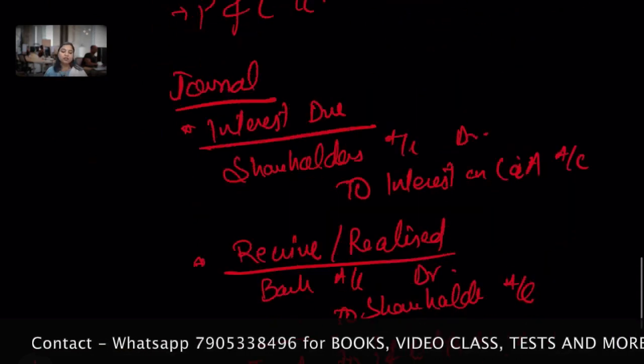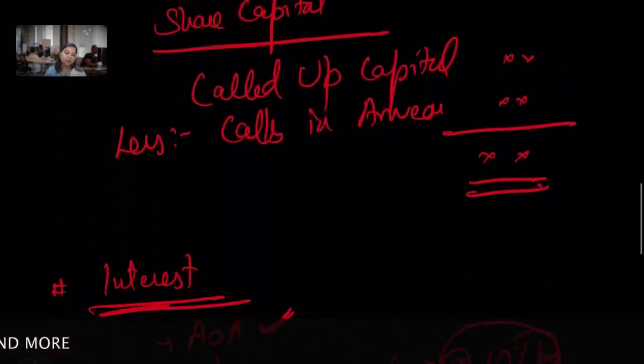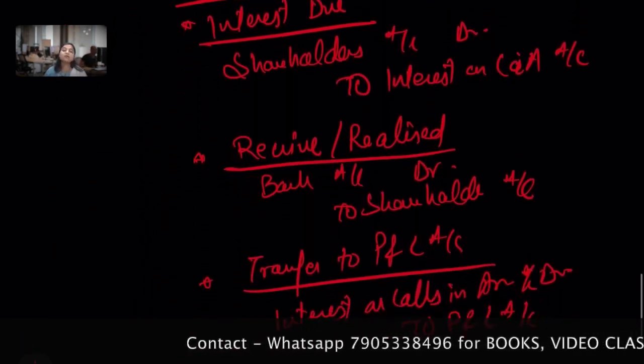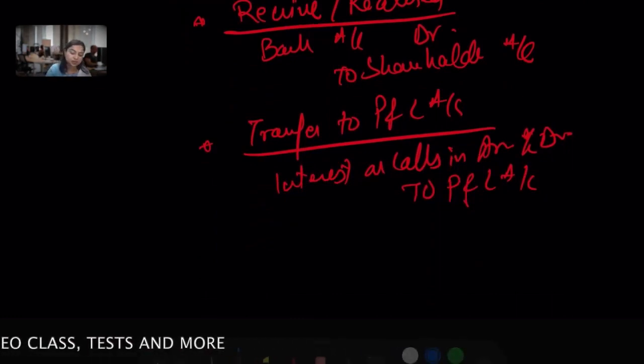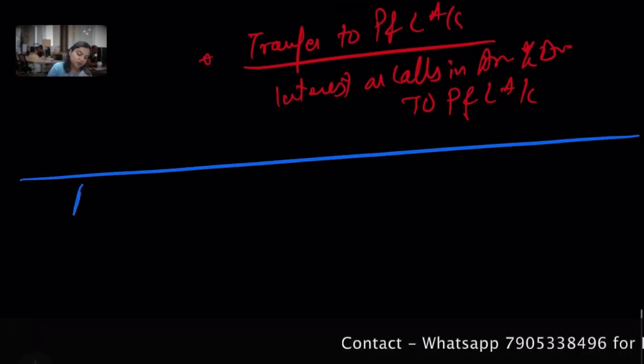So we have covered everything about the calls and arrear, its meaning. We covered the meaning, we covered the example, we covered the journal entries, we covered the balance sheet disclosure, we covered on interest, and we also covered about the journal entries related to the interest on calls and arrear. Now moving ahead, we are going to discuss about the advance.